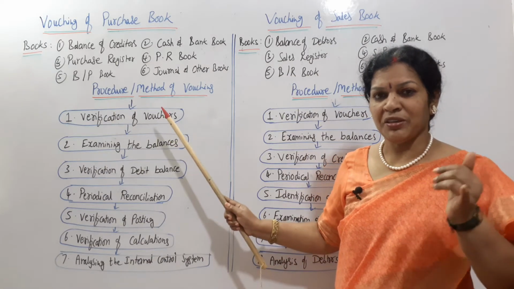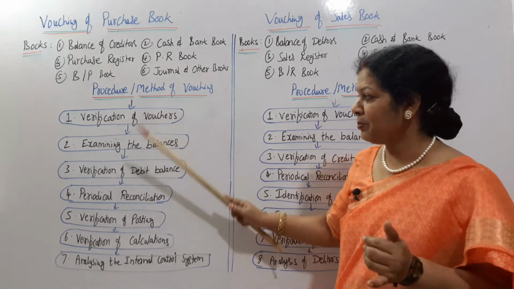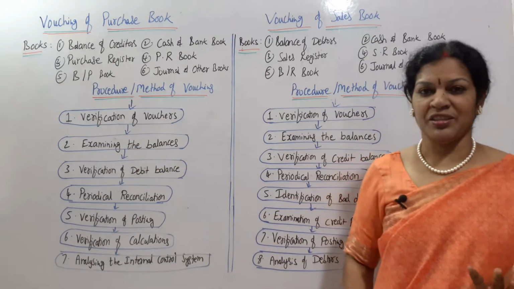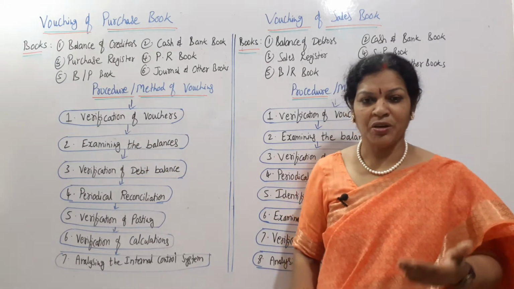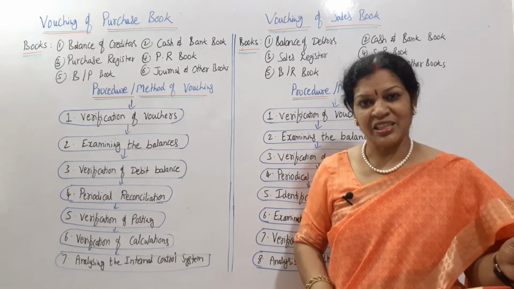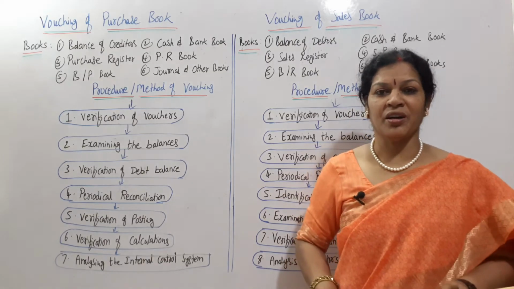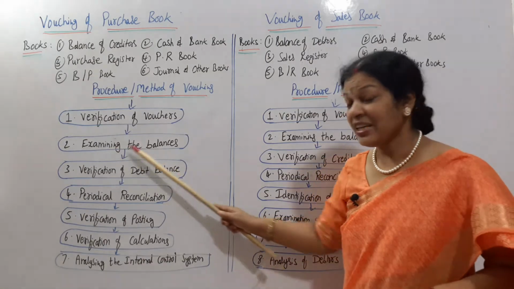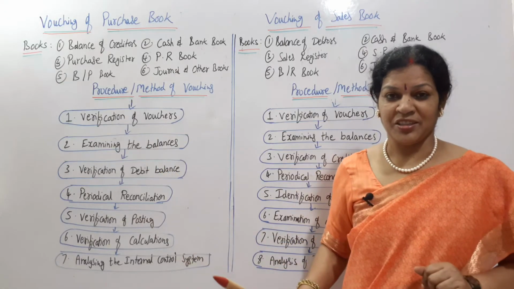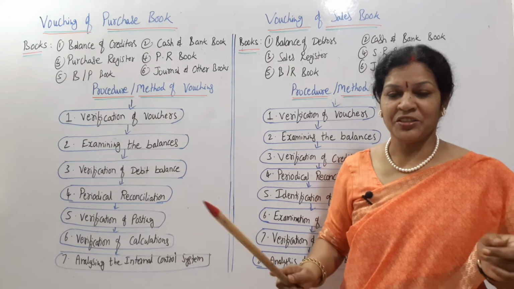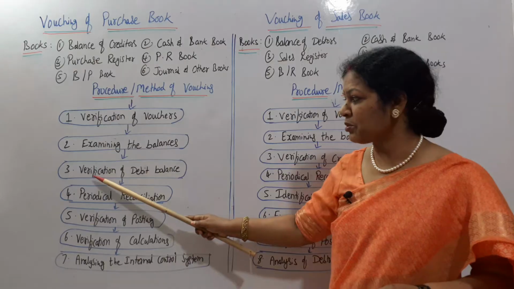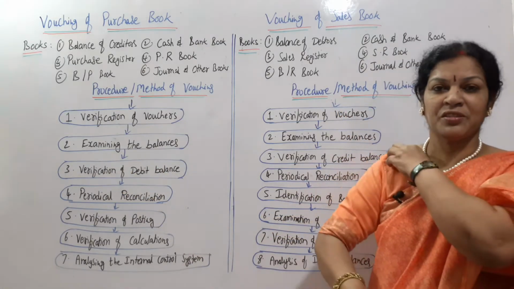Once we have observed and got the vouchers, the next step is examining the balances. How many vouchers we got, what is the amount, is this the same amount written in the purchase book or not? So that is examining the balances. If it is matching, then the third step comes: verification of debit balance.